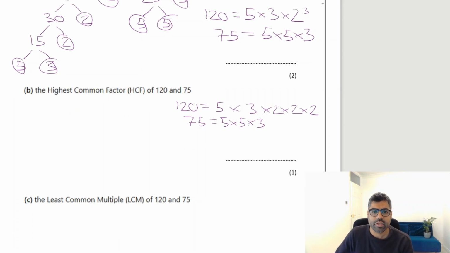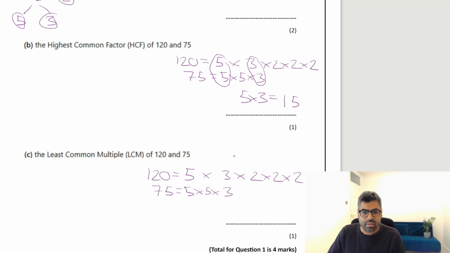So to find the highest common factor, we're going to use the answer from part A. We have 120 is 5 times 3 times 2 times 2 times 2, and 75 is 5 times 5 times 3. The numbers that we have in common between the two are a 5 and a 3. So in order to find the highest common factor, you simply look at the ones in common. The ones in common are the 5 and the 3, so you simply do 5 times 3, and that gives you 15. 15 is our highest common factor.